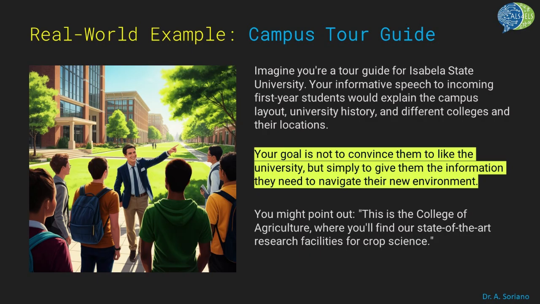You are not trying to convince them that ISU is the best university, you are simply giving them the factual information they need to find their way around and feel comfortable in their new environment. You might say something like, on your left is the College of Agriculture, where you'll find our state-of-the-art research facilities for crop science. This is a simple, factual statement designed to inform. It's a perfect, practical application of what we're discussing.